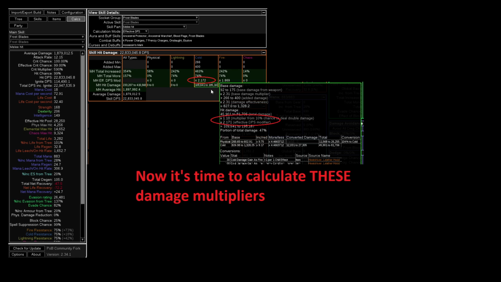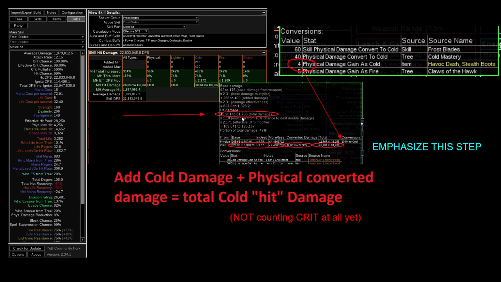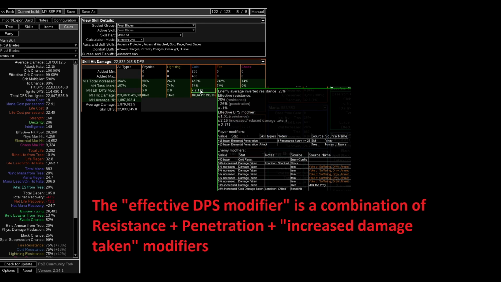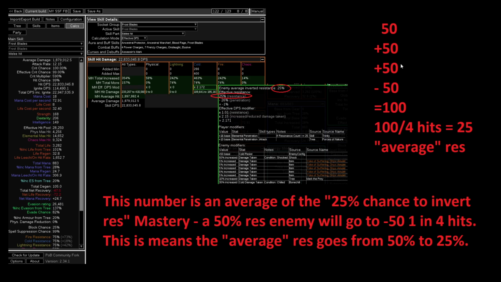Moving on. Now we're going to talk about this number here, the effective DPS multiplier number. Okay. So now this number here from the previous step gets multiplied by your chance for double damage, which on this one is 10%, and then this effective DPS modifier number, which is times 2.17. Now that number here comes from your penetration plus minus resistance plus increased damage taken modifiers that you have, like on Yoke of Suffering, for example.